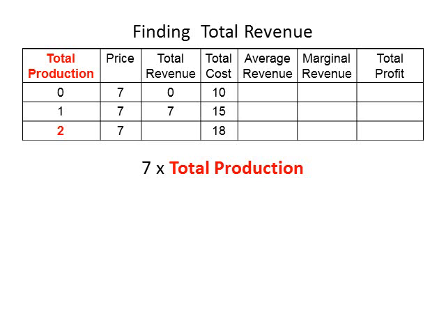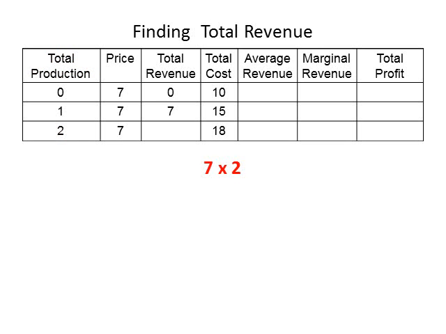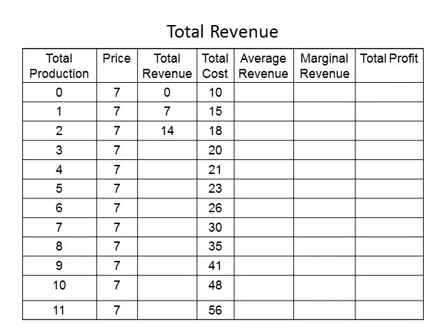Locate the total production column on the table and locate the total production in the formula. Notice that the last row of the total production column contains 2, representing 2 units of production. Substitute 2 in for the total production in the formula. Next, multiply 7 by 2, or do the calculation 7 times 2, which gives 14. Transfer the 14 into the total revenue column. Pause the video and see if you can complete the total revenue column.